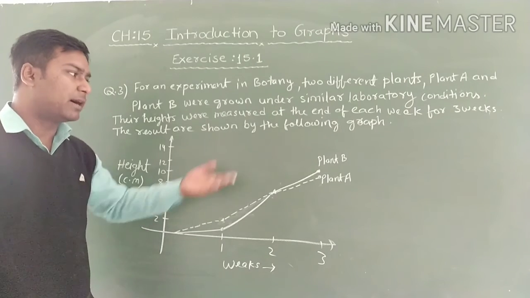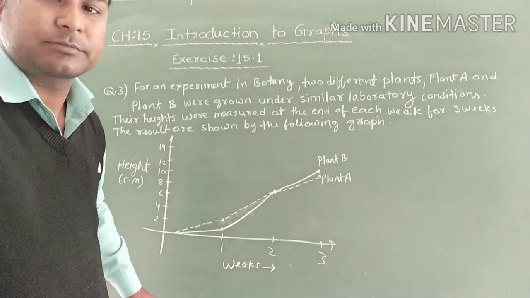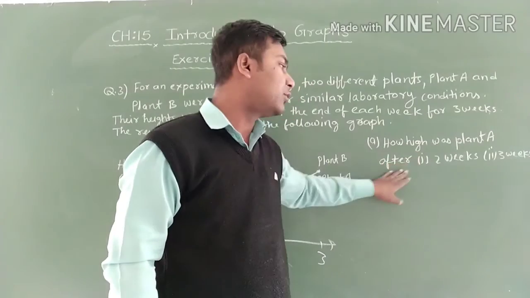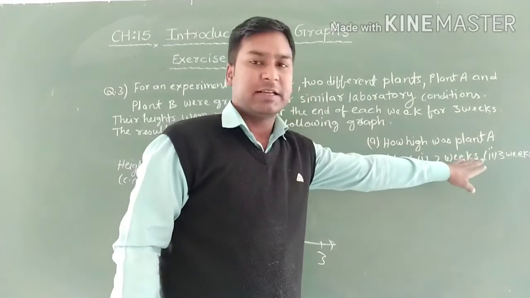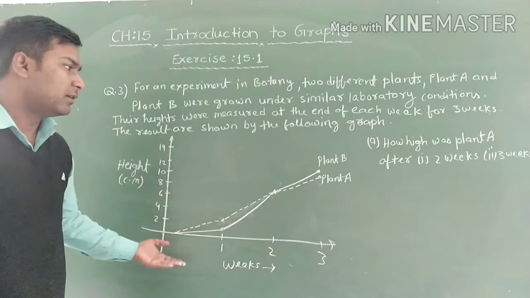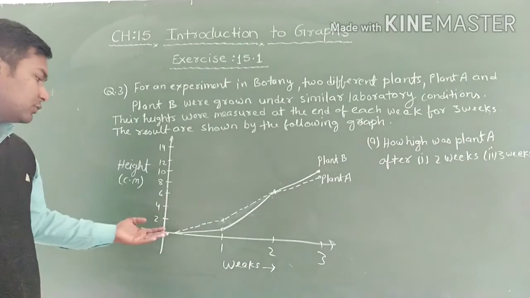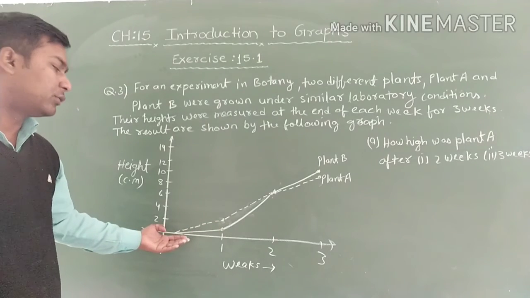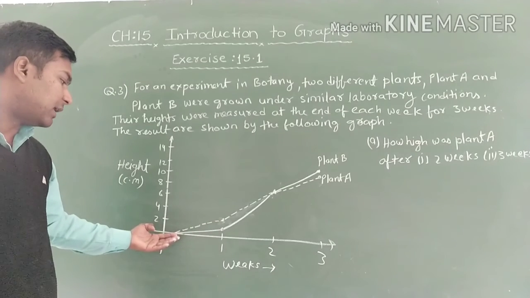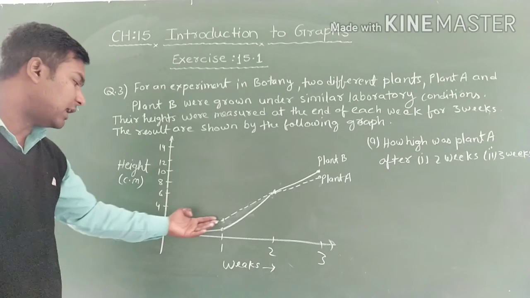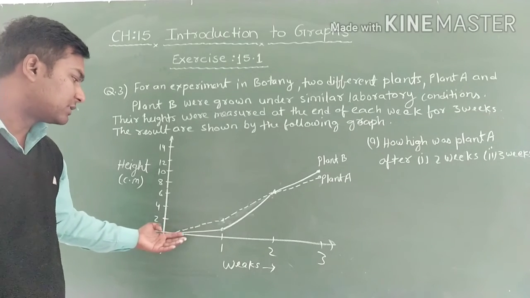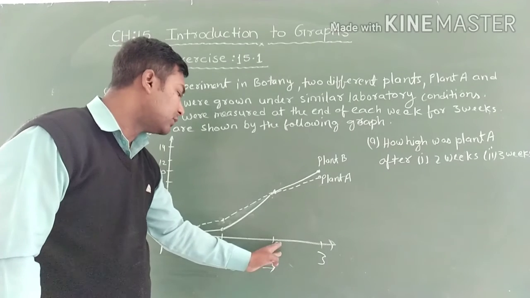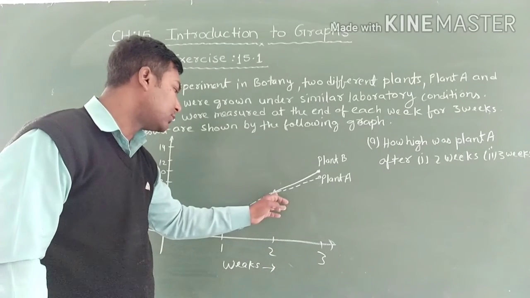Now the first part of this question. A part, how high was plant A after 2 weeks and 3 weeks? So we can see here, we are talking about plant A. So the dotted line represents plant A. So after 2 weeks, what is the length of the plant? So this is the dotted line. So after 2 weeks, okay. So the first week and this is the end of the second week. Okay. So after 2 weeks, the dotted line shows here.